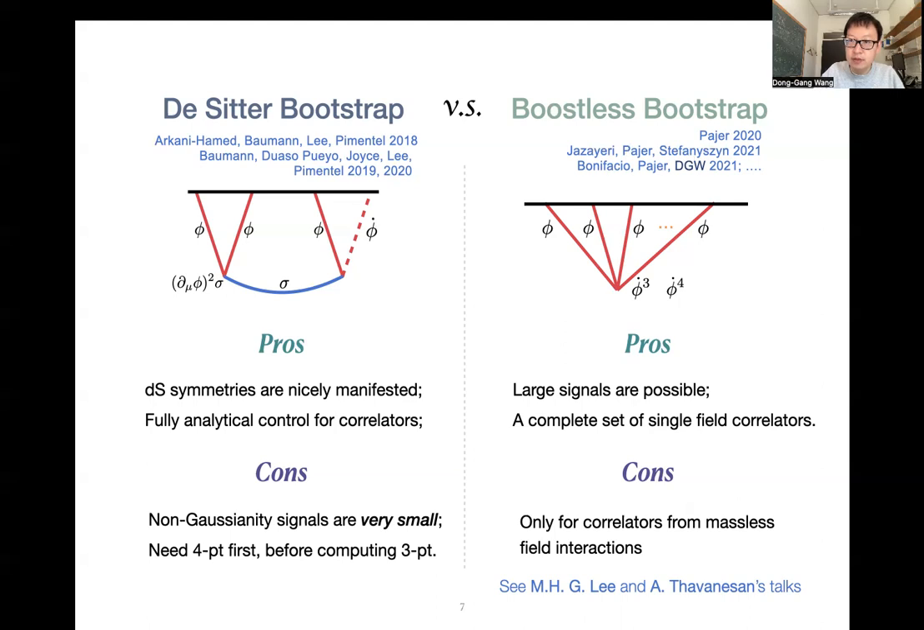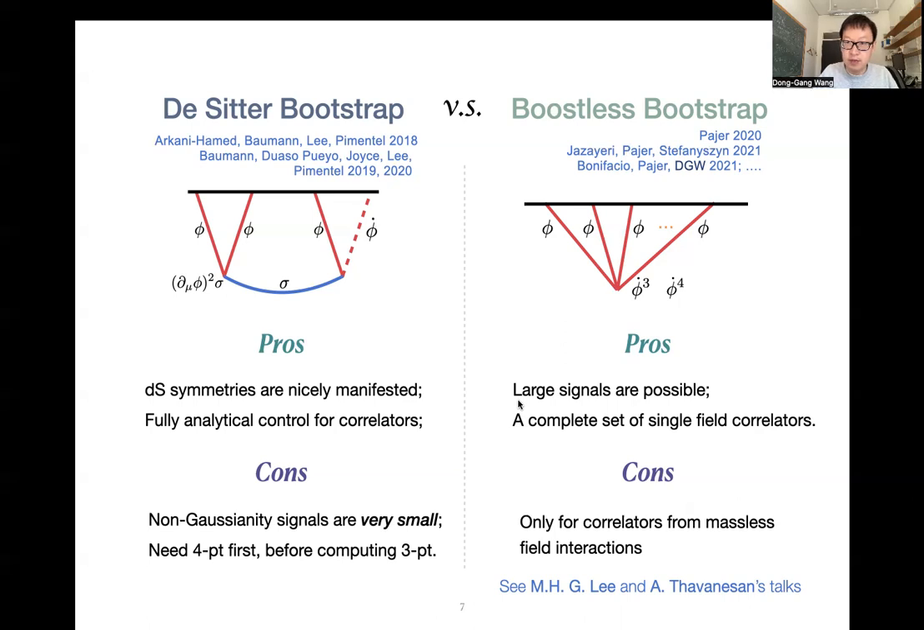And then there's another approach called the boostless bootstrap, which was developed by Enrico Pajer and also the Cambridge group in the past 2 years. The basic idea there is to consider theories where the de Sitter boost is not respected anymore. So there could be some strong boost breaking interactions like this φ̇³ and also φ̇⁴. And since we have these boost breaking interactions, large signals for primordial non-Gaussianity are possible.